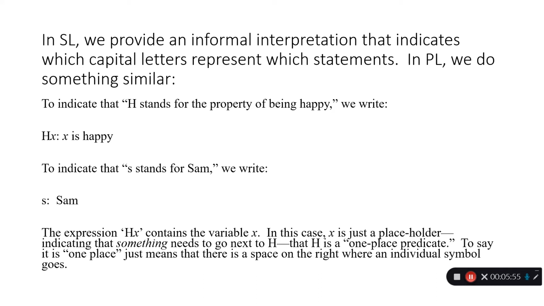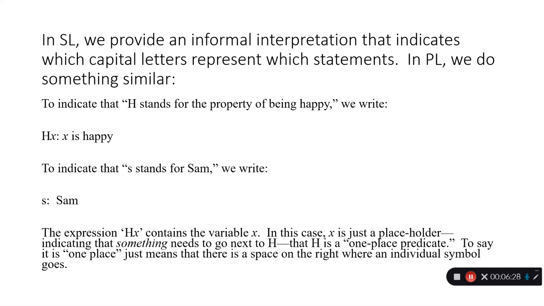H standing by itself would be a statement later. HX indicates that the expression H is going to be used as a predicate symbol to stand for a property that applies to something that goes next to it. So when we give the informal interpretation, we write HX, indicating that H is a one-place predicate, namely happiness.